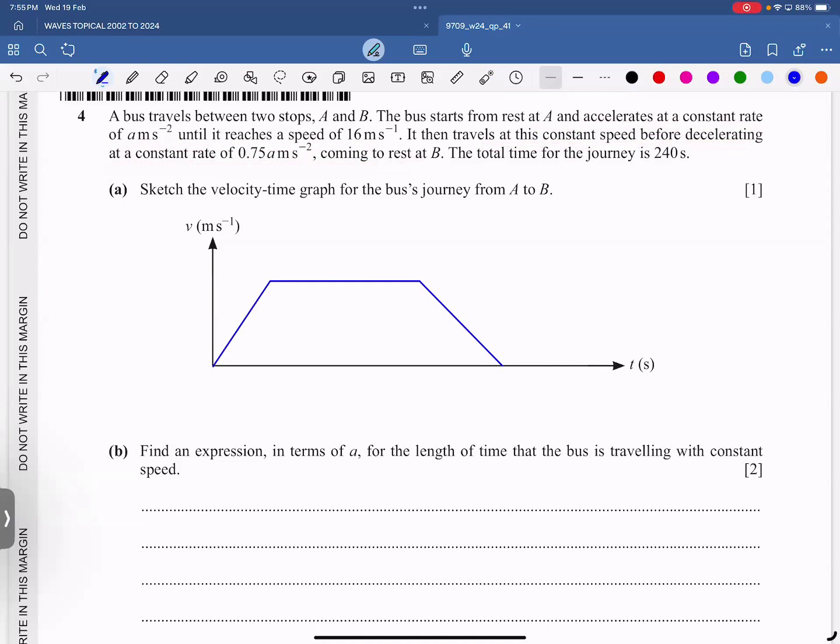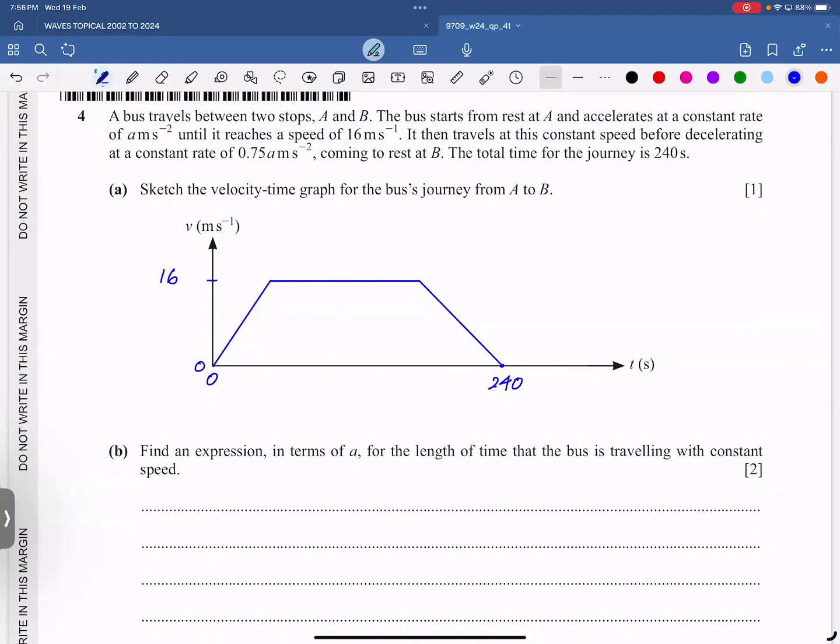It doesn't matter how it looks, but you need to make a trapezium because it is a sketch. Now what you need to do, you need to label the maximum velocity, which they gave you, 16 meters per second, and nothing else is given. Yeah, total time is given, which is 240 seconds. Apart from that, nothing is required to be labeled, my dear students.